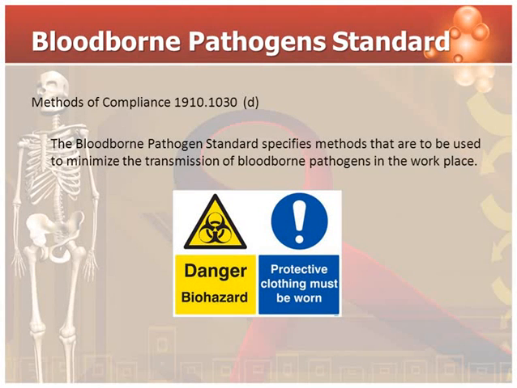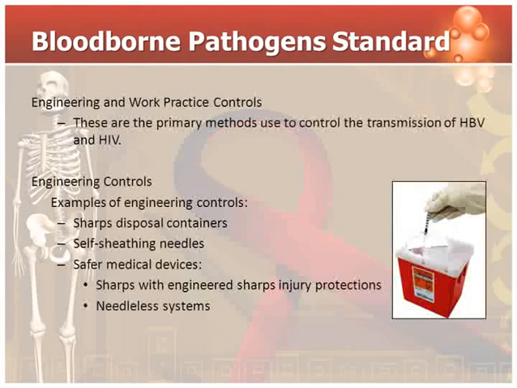Methods of compliance. The Bloodborne Pathogen Standard specifies methods that are used to minimize the transmission of bloodborne pathogens in the workplace. Engineering and work practice controls are the primary methods used to control the transmission of HBV and HIV. Engineering controls, examples of those: sharps disposal containers, self-sheathing needles, safer medical devices such as sharps with engineered sharps injury protections, and needleless systems.